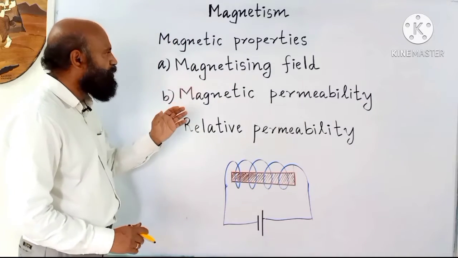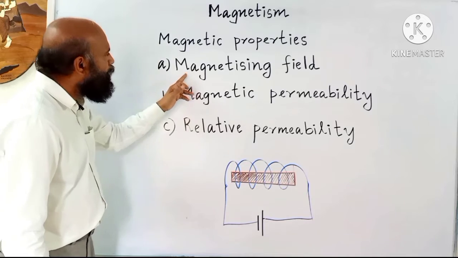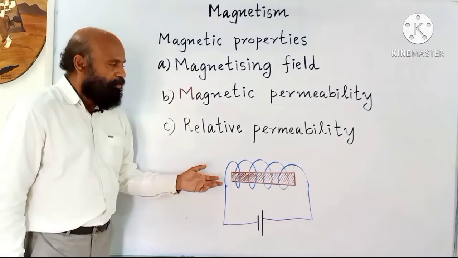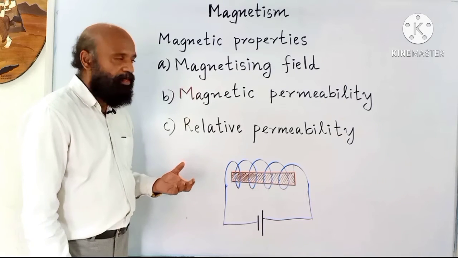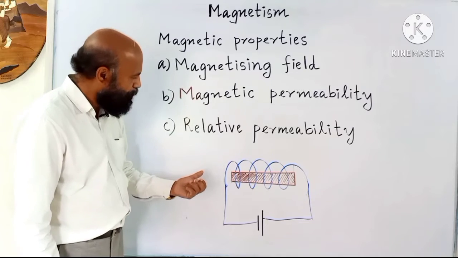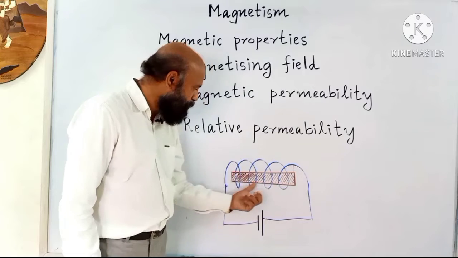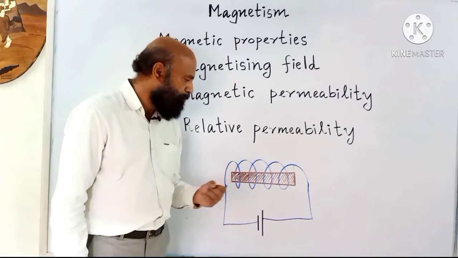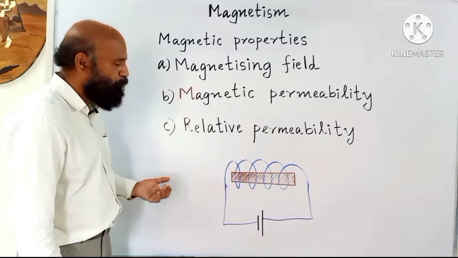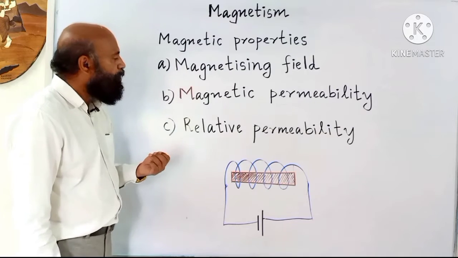So we have to see some parameters. First let us see magnetizing field. The magnetizing field is the magnetic field used to magnetize a sample or a specimen. A sample or a specimen is kept in a magnetizing field. So magnetizing field is the magnetic field used to magnetize the sample or specimen.